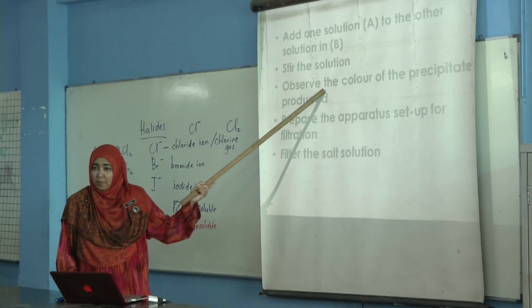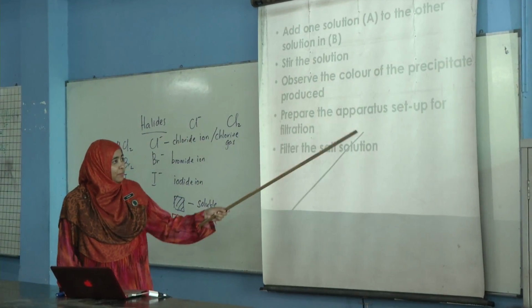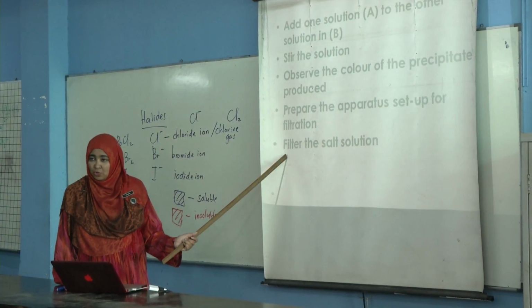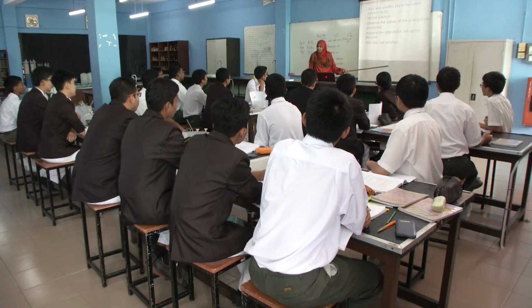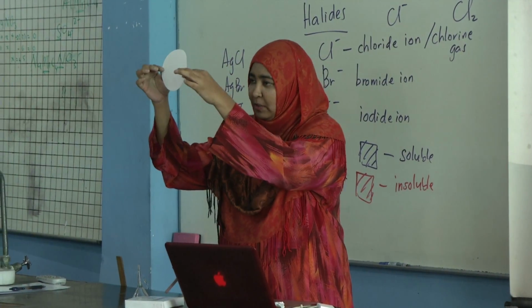And then after that, you observe the color of the precipitate. So I'll just ask you at the end of the lesson. Okay, and then you prepare the apparatus setup for filtration and filter the salt solution. Okay, until here clear? Yes. Okay, you're going to start your experiment by folding the filter paper. So how do you fold this filter paper?